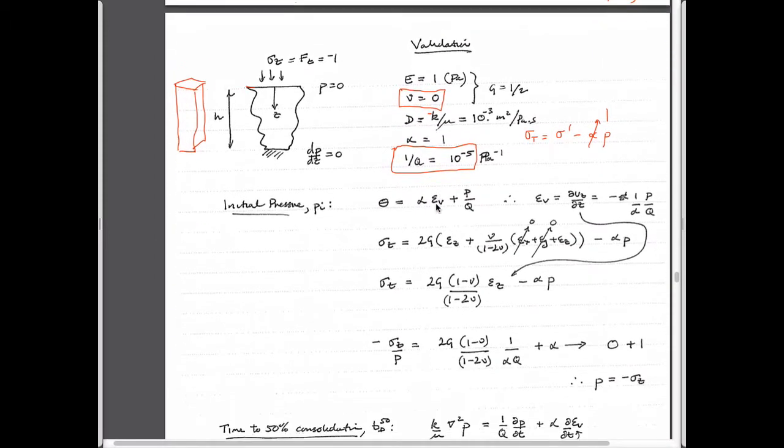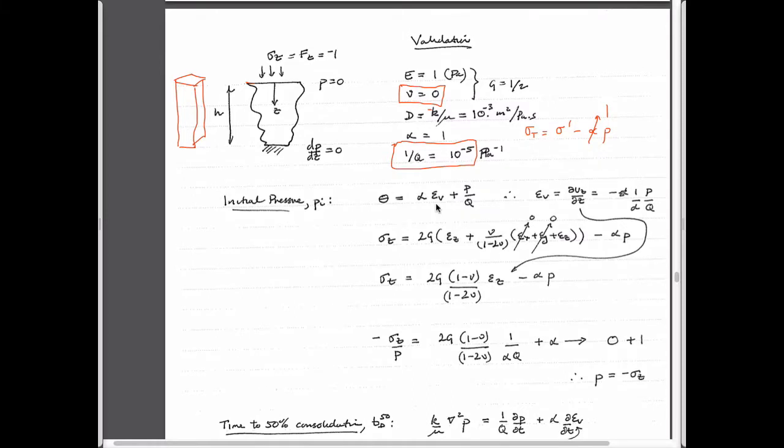So what do we expect to get for our behavior that we can check up on? Well, let's use the constitutive relationships that we have to figure out what our initial fluid pressure is. So what we'd like to know is: what is the fluid pressure at t equals 0 plus?